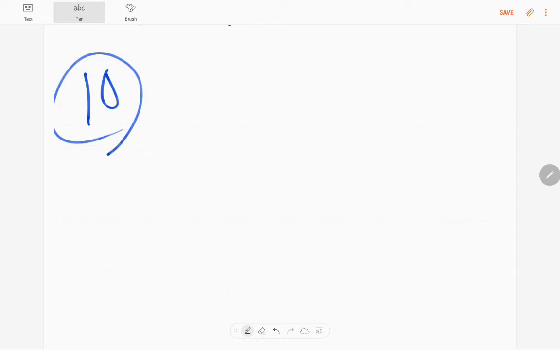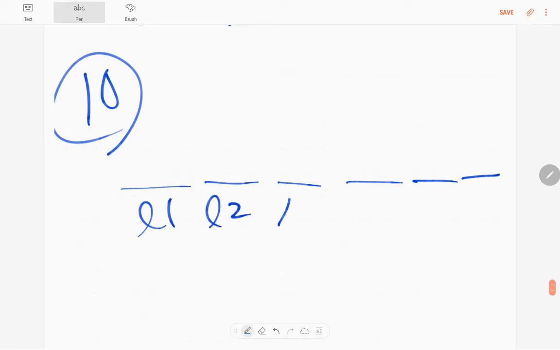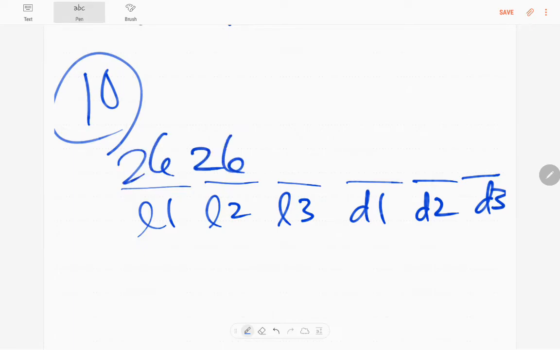License plate tags in a particular state consist of 3 letters followed by 3 digits, with repeated letters and digits allowed. How many different license plate tags are there possible in this state? So 3 letters followed by 3 digits. That sounds like 6 symbols total. With repeated letters and digits allowed. So there's no restrictions at all. I know there's 26 letters. I know there's 10 digits. So that's the answer.